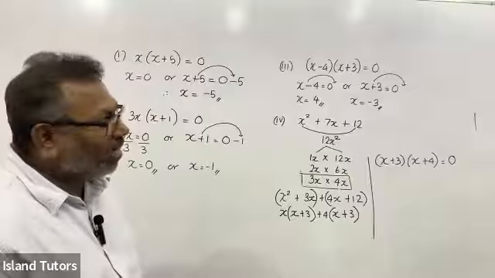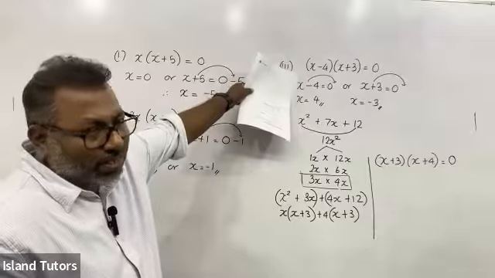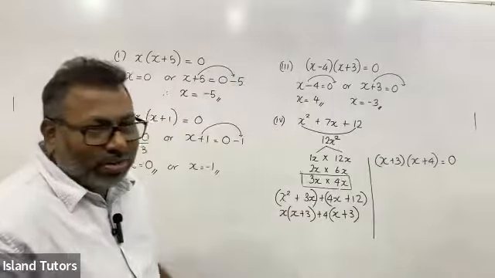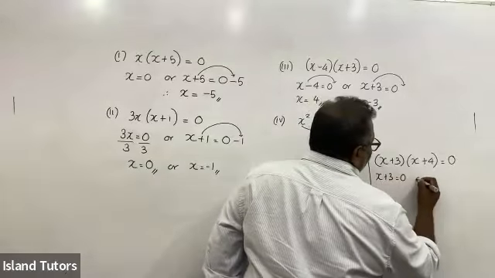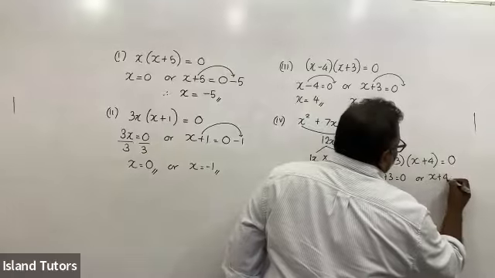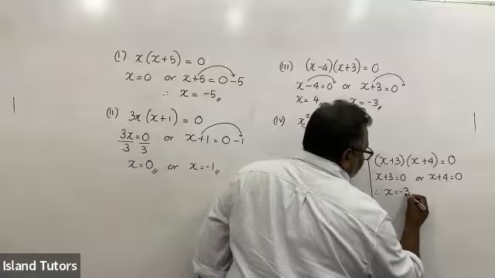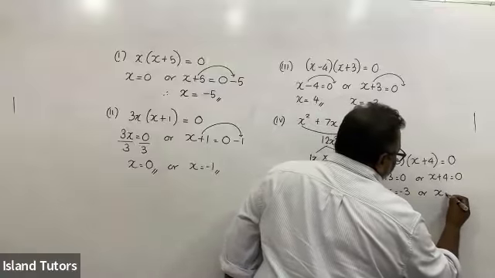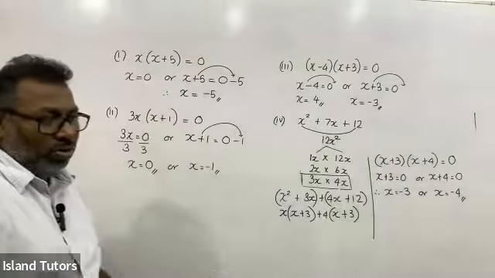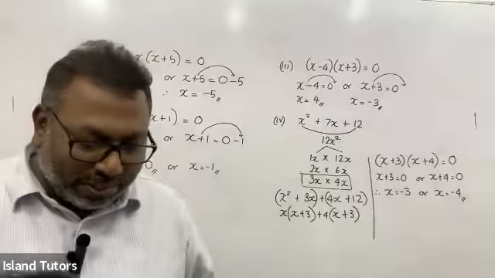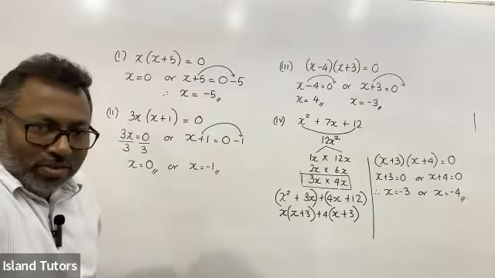Right? Now we can find out how we got it over here. Now we got the two factors of this quadratic equation. So now find out the value of x. X plus 3 is equal to 0 or x plus 4 is equal to 0. So then x is equal to minus 3 or x is equal to minus 4. Understood? So step by step, you need to know how to solve these quadratic equations.